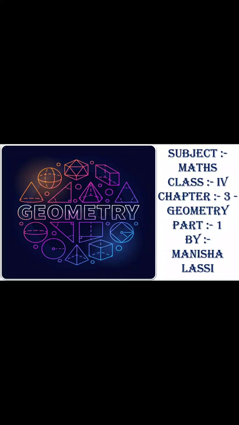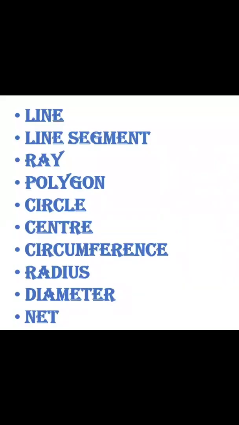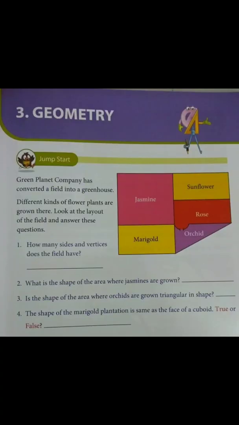Today, we are going to start subject Maths. In that, chapter number 3, Geometry, part 1. In this chapter, you will learn about line segment, ray, polygon, circle, center, circumference, radius, diameter and net. Before starting the first topic of this chapter, let's have a look at the Jumpstart activity.